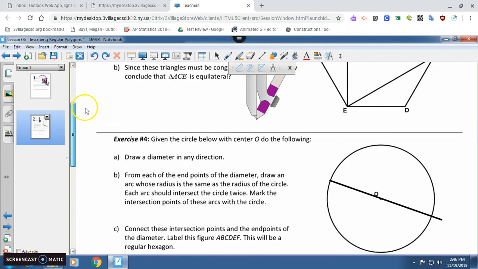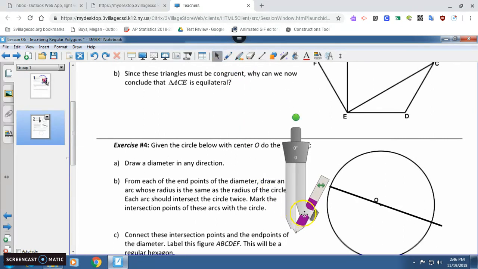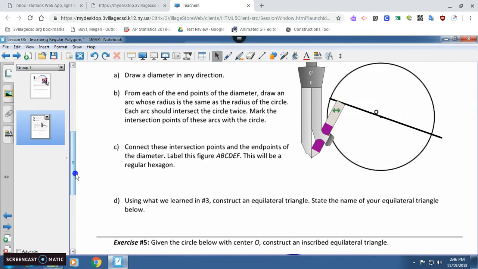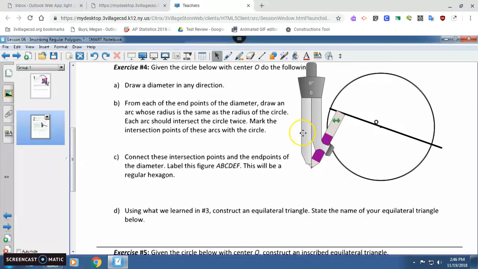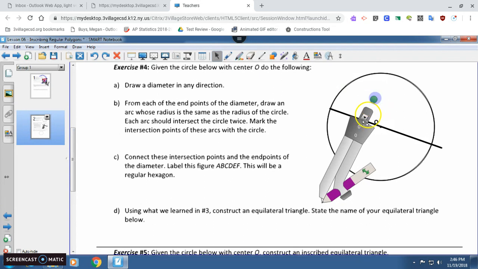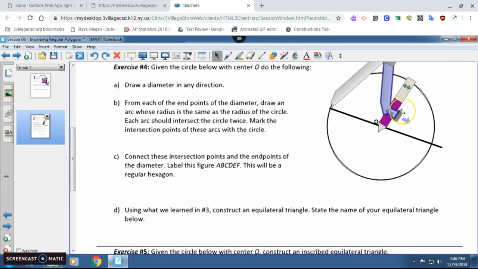We want to draw an arc that's the same radius as the one of the circle. So what I mean by that, if I bring my compass closer here, from each endpoint of the diameter, draw an arc whose endpoint is the same distance as the radius. So let's start. What I mean by that is start at either end of our circle. Stretch out so that you have the radius in your compass.